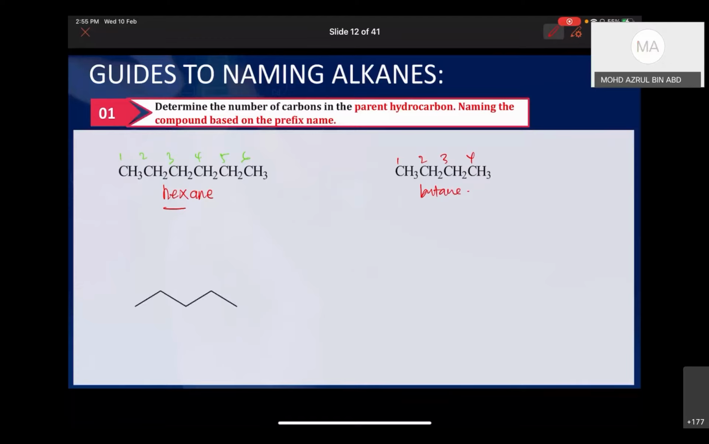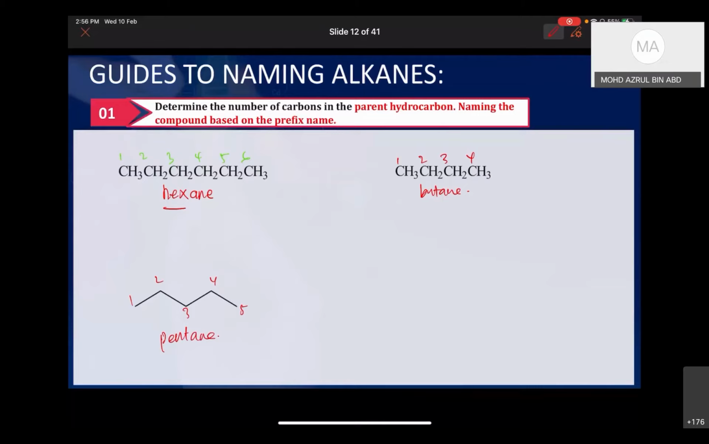And then how about this one? How many carbons? Pen. How many carbons? 5 carbons. Okay, 3, 4, 5 carbons. So which means we can name it as a pentane. Okay, we can name it as a pentane.